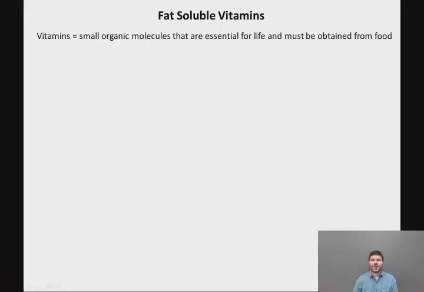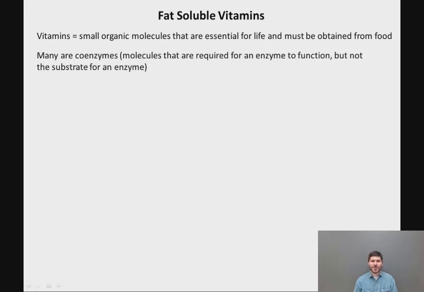We now conclude our tour of lipids by examining the fat-soluble vitamins. So vitamins is the general term used for relatively small organic molecules that are essential for life and must be obtained from food. Initially, people thought that vitamins were all amines, so the term vitamin actually comes from vital amine, but we now know that many of them are not amines, so that's truly a historic term.